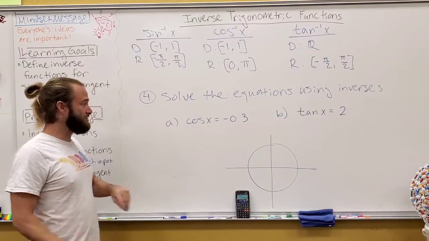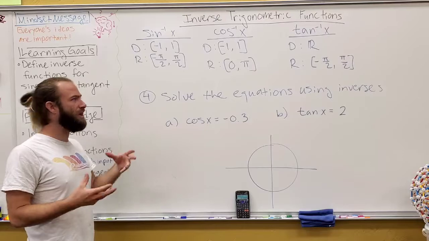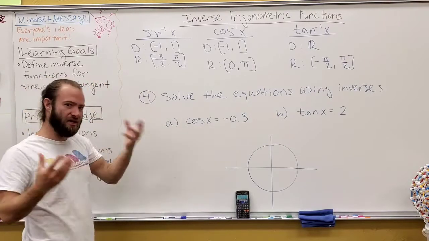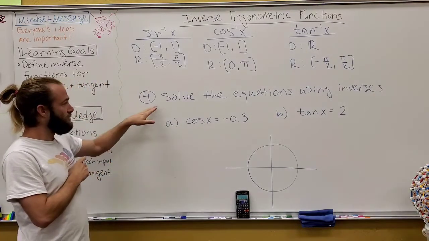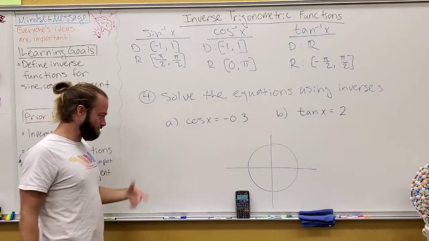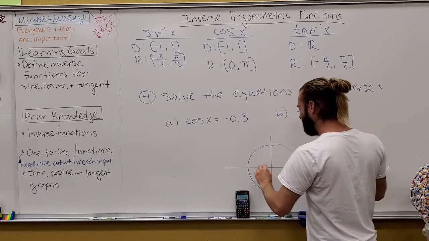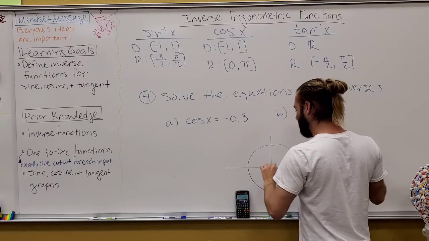Okay, so let's apply this to a few things. We've actually seen ones like this before, so it's kind of not new, but now that we've talked about these domains and ranges, it'll come into more context. So, for example, if I want to solve cosine x equals negative 0.3, again, we've learned to think this through before. Negative 0.3 maybe is about right there, right?